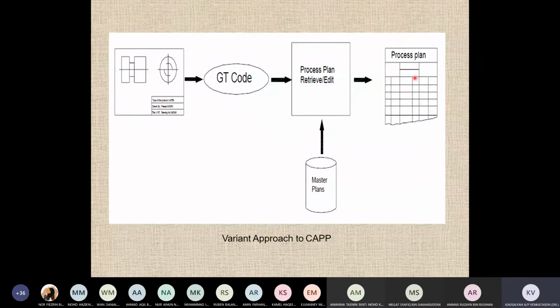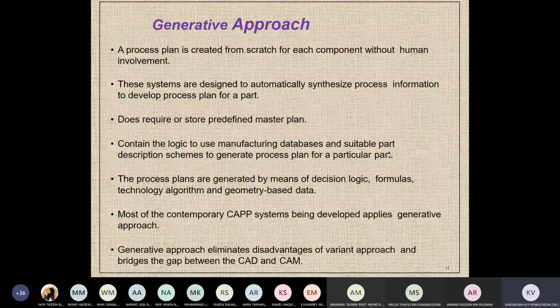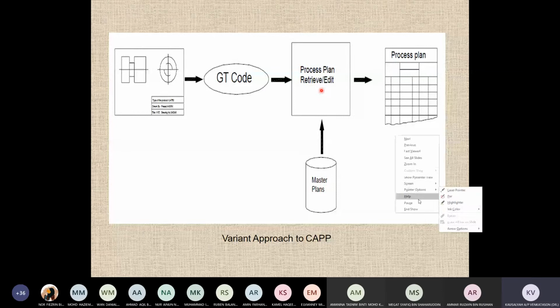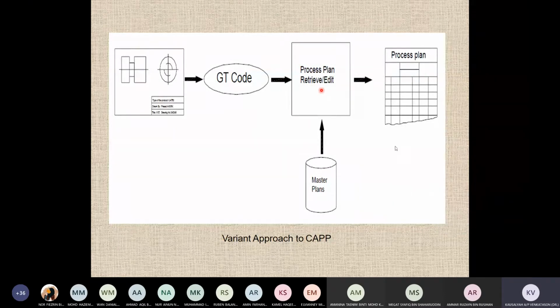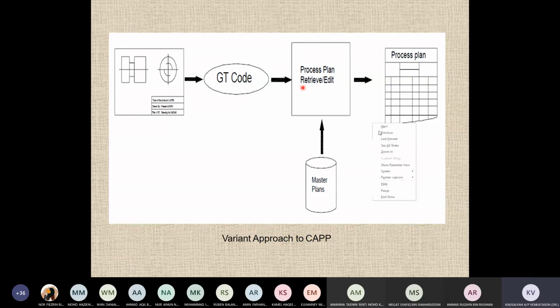Once you finish your manufacturing, this process plan will be fed back. Once this is done, the process plan will be fed back into your master plan. So this is the variant approach.